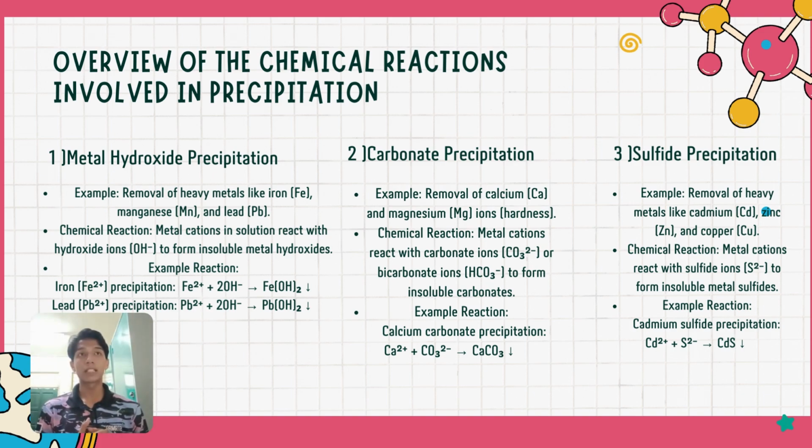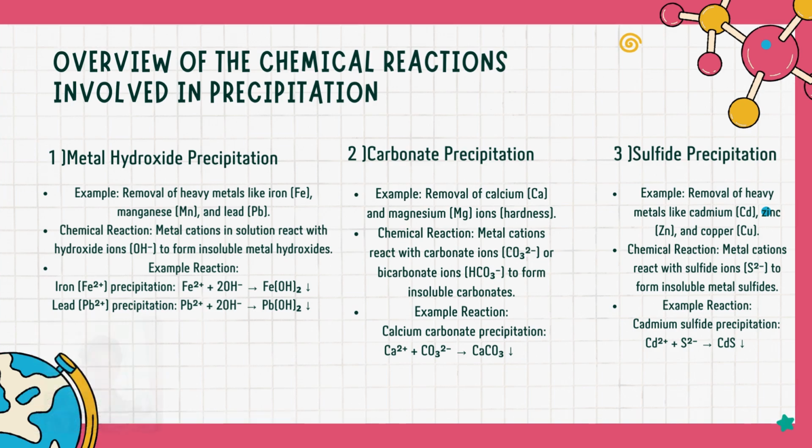First, let's discuss metal hydroxide precipitation. This method is particularly useful for removing heavy metals like iron (ferrum), manganese, and lead (plumbum) from water. This chemical reaction involves metal cations in solution reacting with hydroxide ions to form insoluble metal hydroxide. For example, iron (ferrum) precipitation. You can see the equation: Fe2+ with 2 OH-, then you get iron hydroxide.